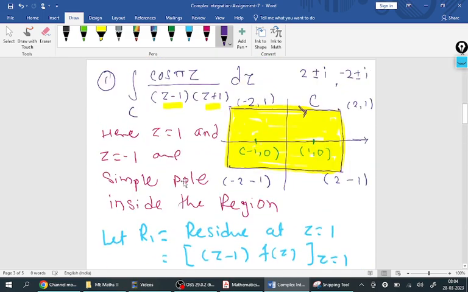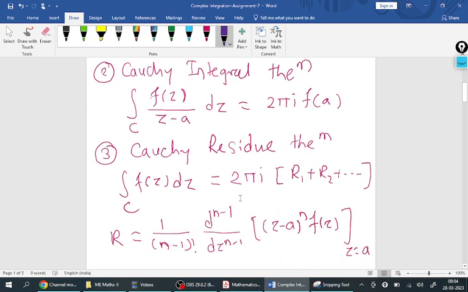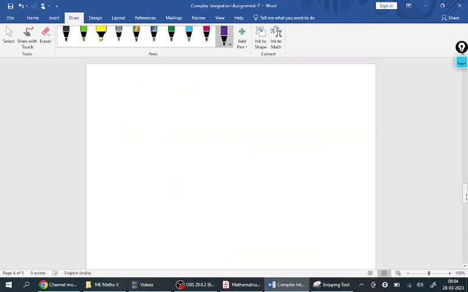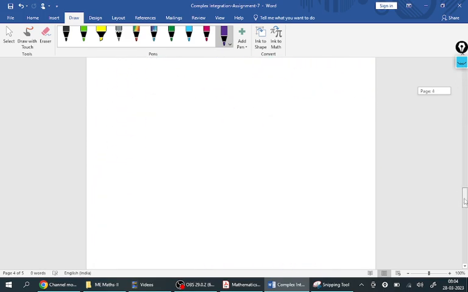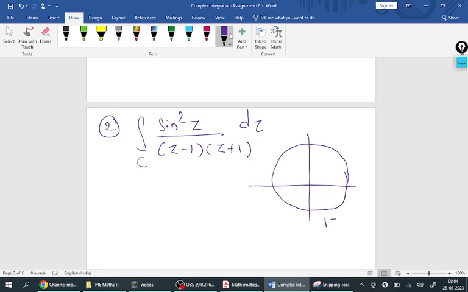Okay. Example 2 is exactly the same. I think only a small difference is there, and that is sine square z upon z square minus 1, and the circle is mod z equals 1. Sine square z, not sine of z square. So example 2, I will do in short quickly. In the second example, we have integral sine square of z upon z square minus 1, meaning the same factors, z minus 1 into z plus 1, over the C dz. Now the curve C is a circle which is mod z equals 1.